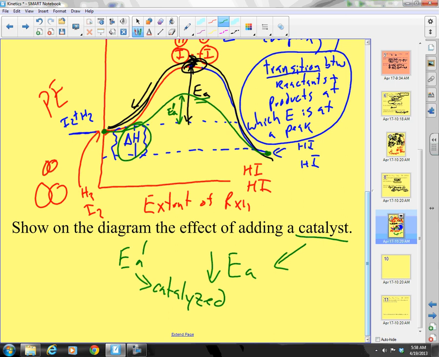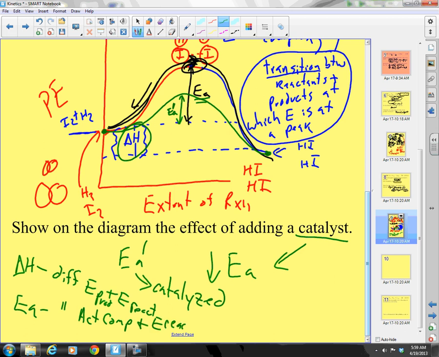And remember, my delta H is the difference between the energy of my products and the energy of my reactants, right? What's my EA? The EA is the difference between my activated complex and the energy of my reactants. Remember, the EA is always from my reactants to my activated complex.